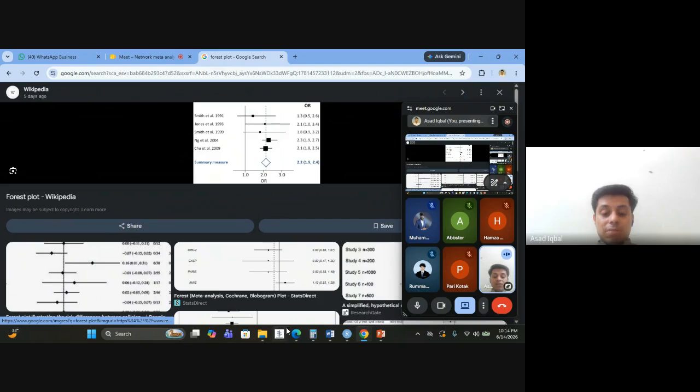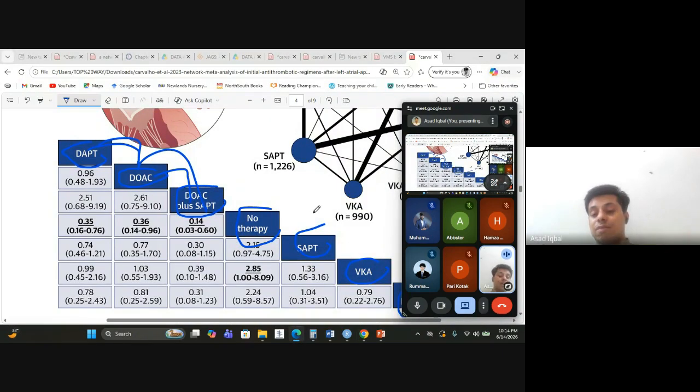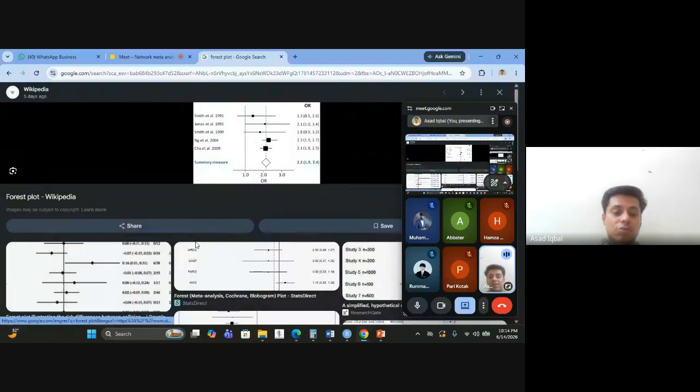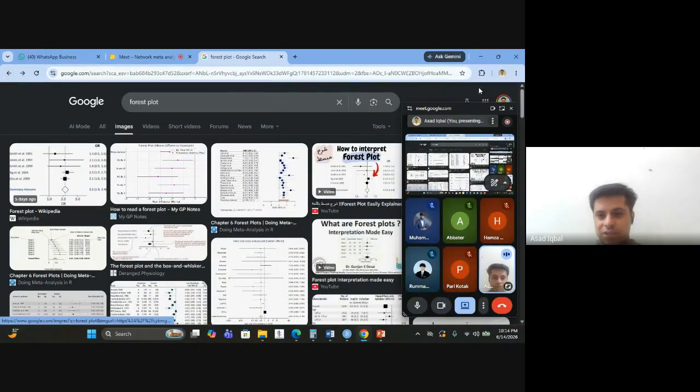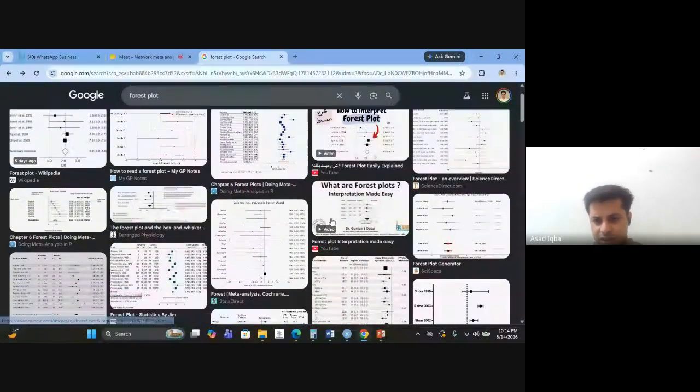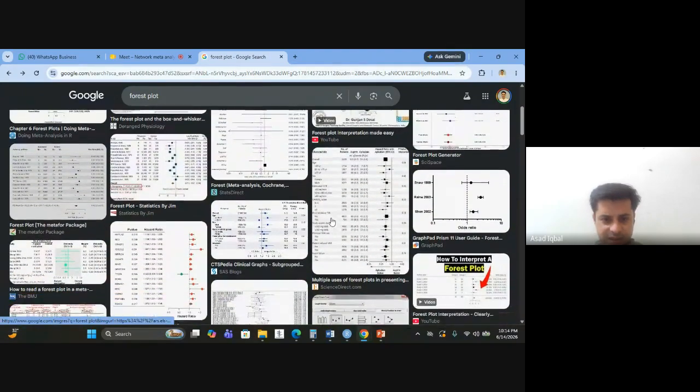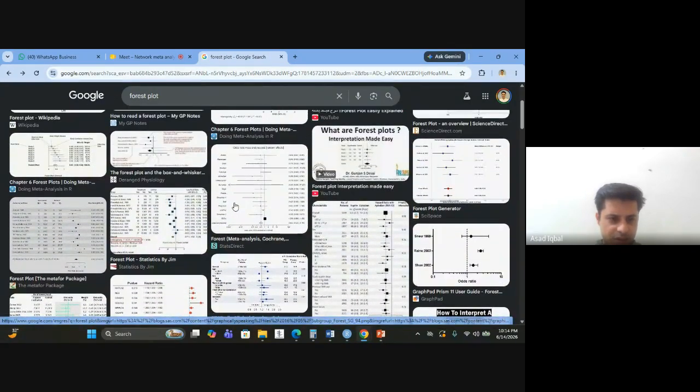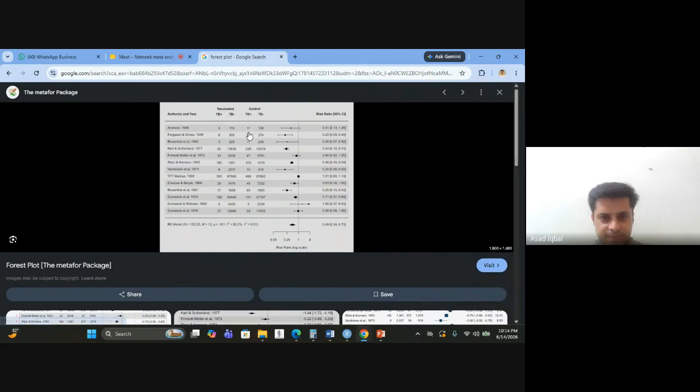But in the network meta-analysis, you will see different kinds of plots. And before making a plot, the first thing you need is a basic understanding of how to read that plot. For example, let me show the simplest forest plot to you people, one comparing two things.